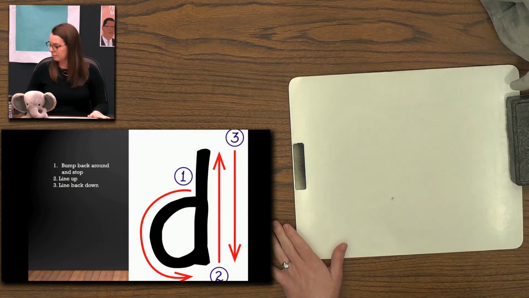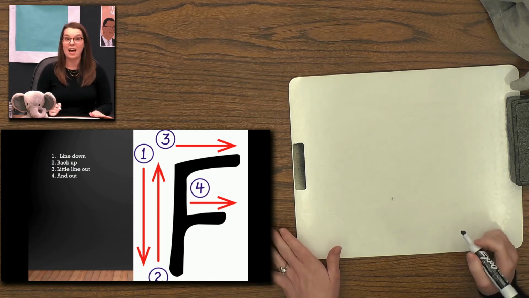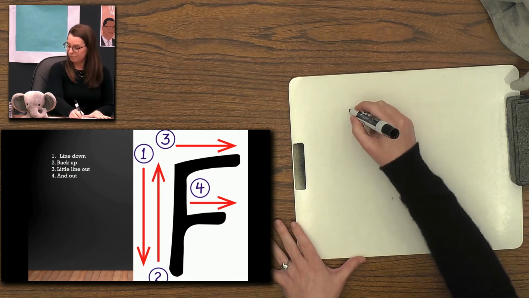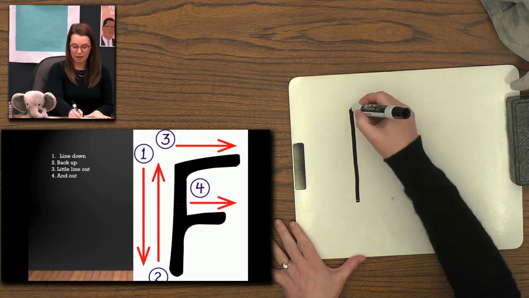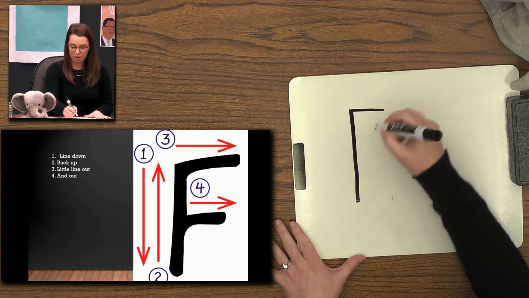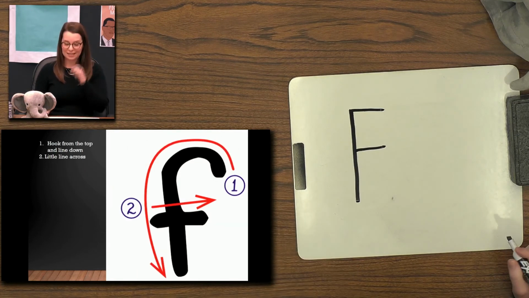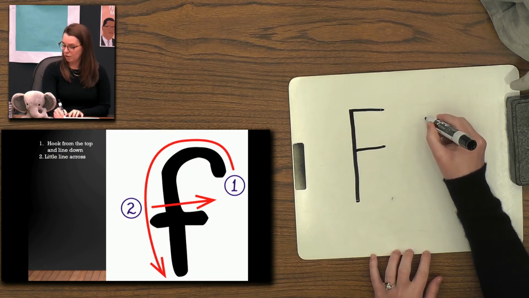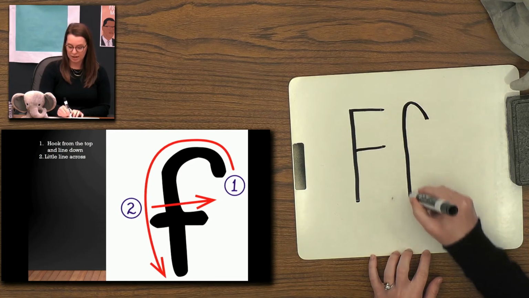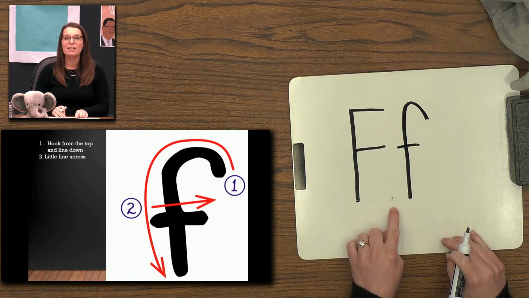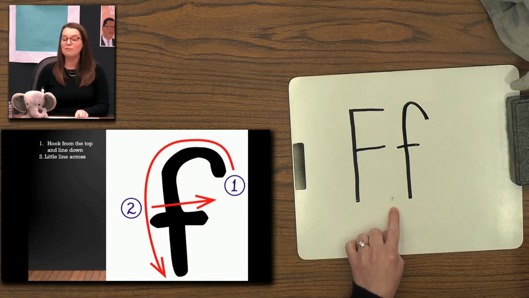F. F says, pens up, line down, back up, little line out and out. Lowercase f, pens up, hook from the top, line down, little line across. F says, good, like fan on our alphabet chart.